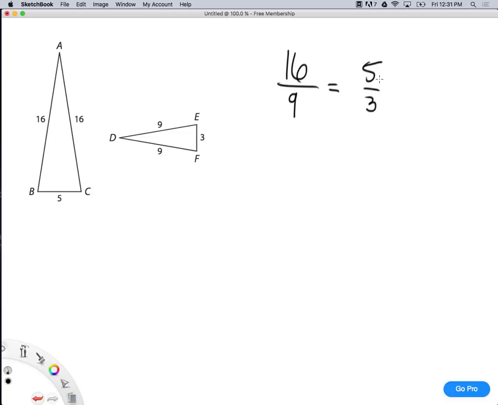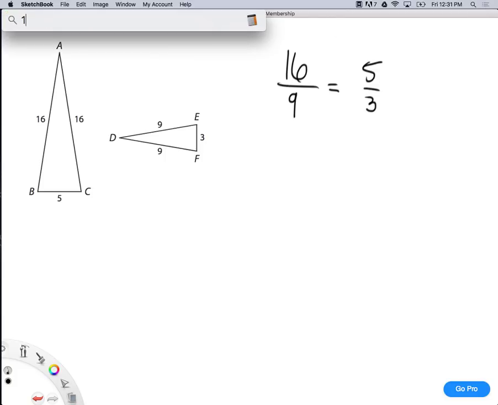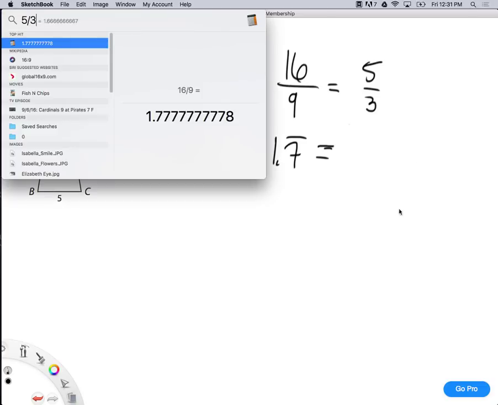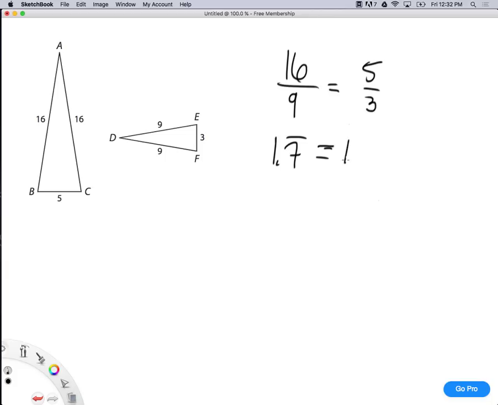Now, what happens if these ratios are the same? What do I know about these triangles? They're similar. And if they're not the same, then they're not similar. So let's try it. 16 over 9 is 1.7 repeating. 5 over 3 is 1.6 repeating. Are the ratios the same? No. So are they similar? They're close, but not similar.